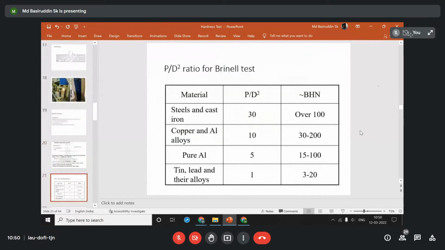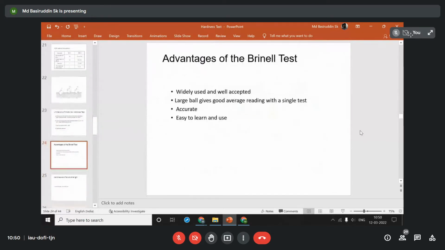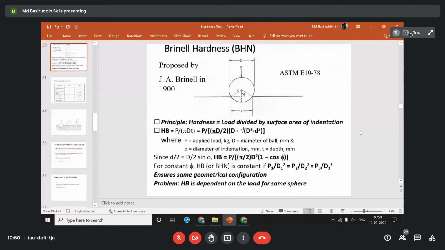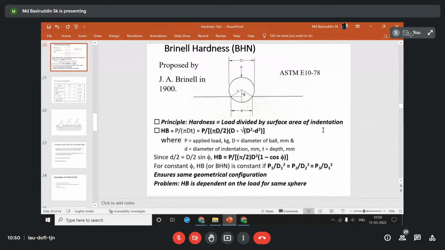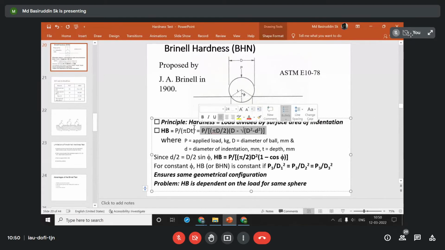I will show you the machine. If you see the equations according to Brinell, he suggested that we can measure the hardness number following this sort of equation, where we need to put the load value, the indenter diameter, and the indentation diameter. This equation he developed only by measuring the depth of indentation, that is T. Here you find the T. So he has measured following the geometrical relationship.